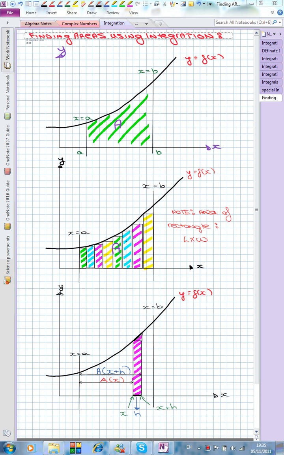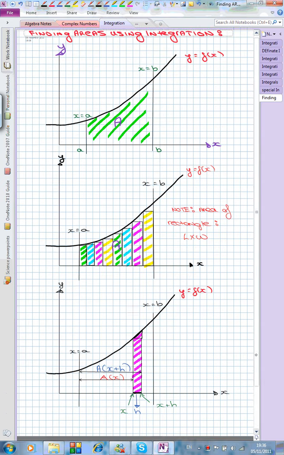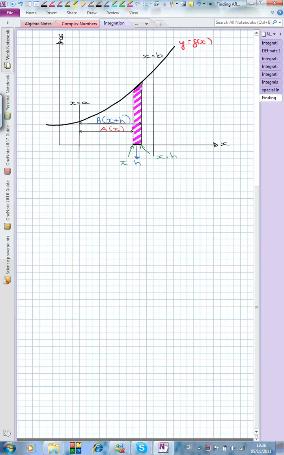Let the area under the curve from x is equal to a to x is equal to x be equal to A(x), and the area under the curve from x is equal to a to x is equal to x plus h be A(x plus h). The area of the narrow strip, as a result of this, will be equal to h, which is the width of the purple strip, multiplied by the length, which is f(x) in this case here. So therefore the area of a narrow strip is approximately equal to h f(x).